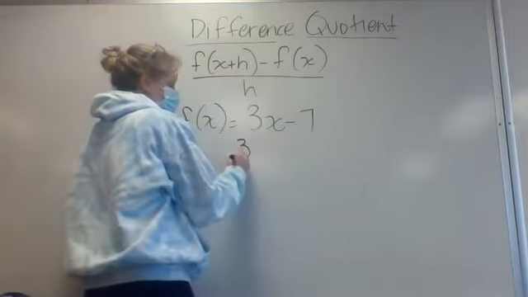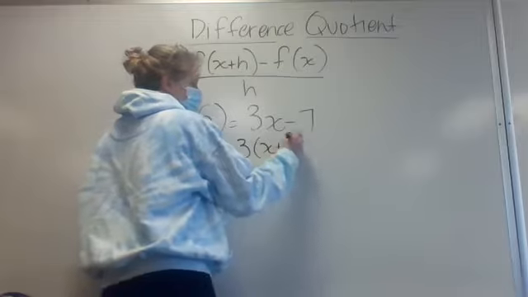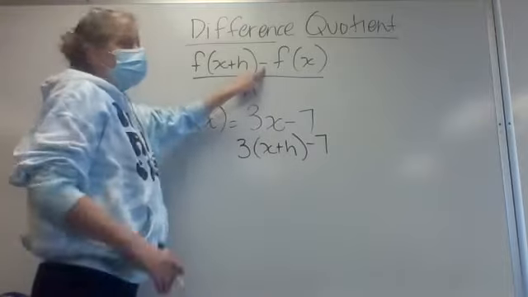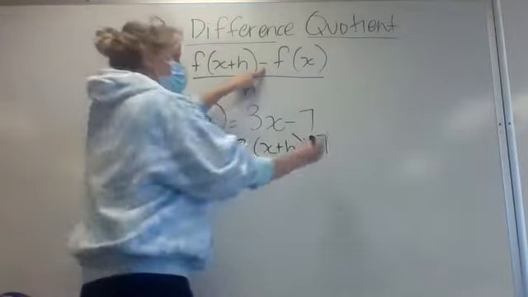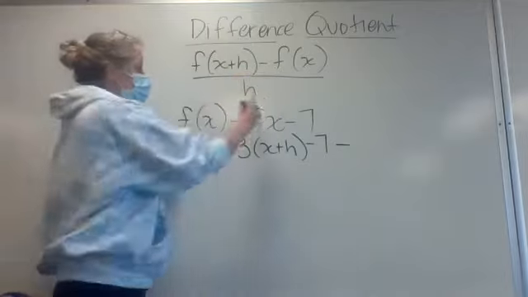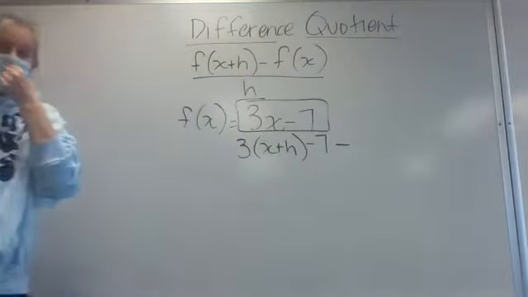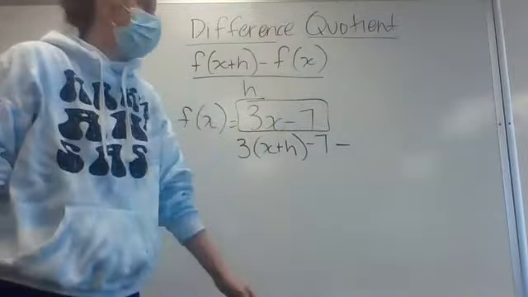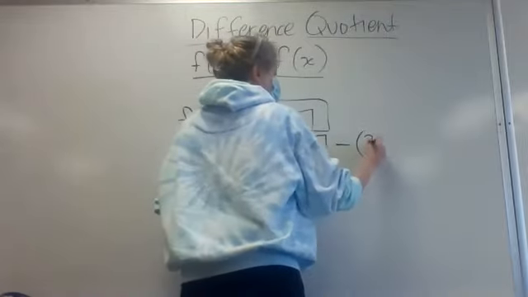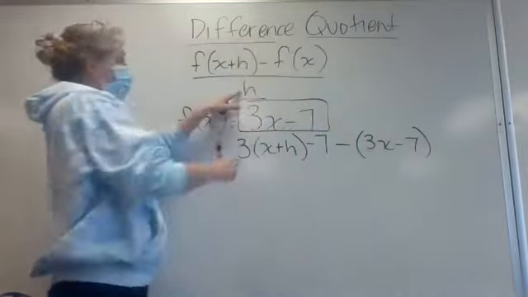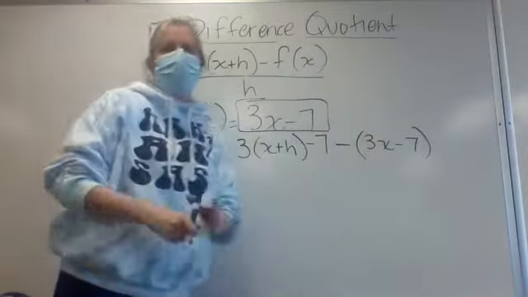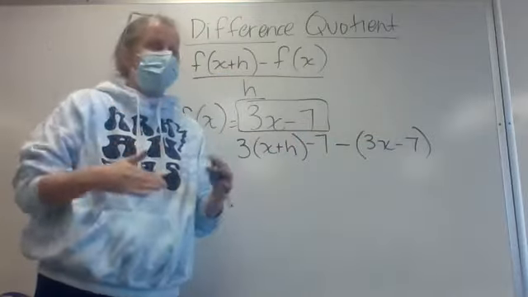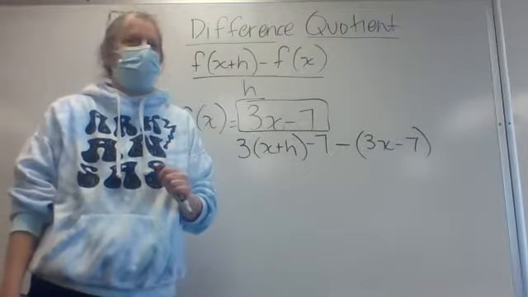So that's going to look like 3(x plus h) minus 7. Now, the second part of the numerator says to subtract your exact function. So you're going to subtract in parentheses, that way you know you're subtracting the whole function and not just the 3x. So minus (3x minus 7). Now, the denominator is always going to be h, but the numerator is where you're going to have a lot of work. So let's simplify the numerator as much as we can, and then we'll just throw the h in the denominator after that.